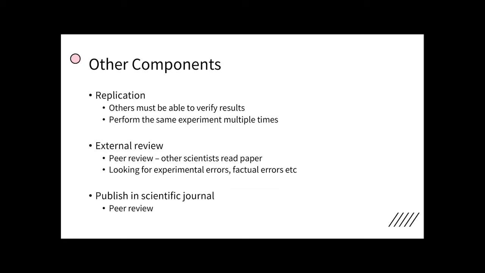Some other things. Other people have to be able to replicate and verify your results. You have to be able to perform the same experiment in the same way multiple times over and over and over to say, yes, this is exactly what's happening. This is indeed what's going on. We need peer review. Are there problems with peer review? Yes, of course there are. But it helps to have other scientists looking at your research. Once you go through that, then it's published in a scientific journal.